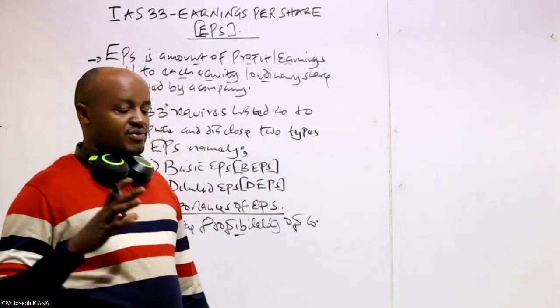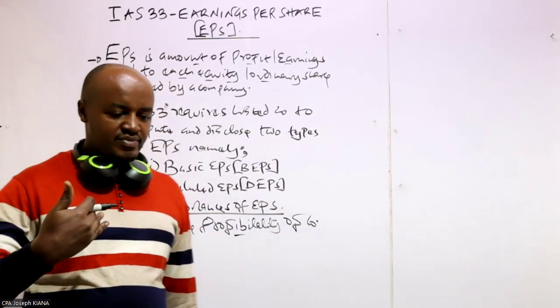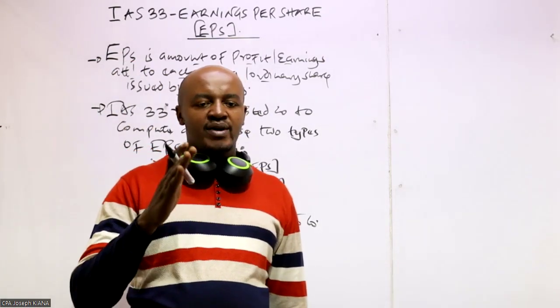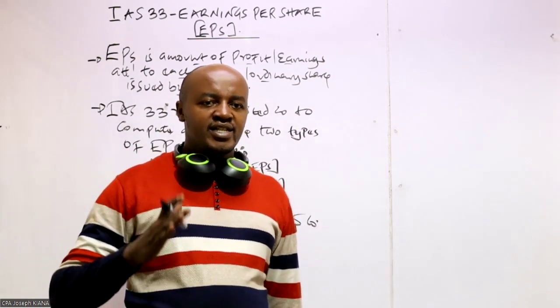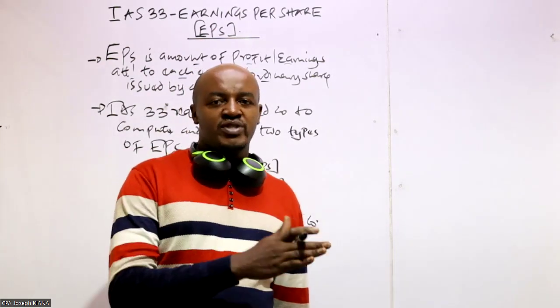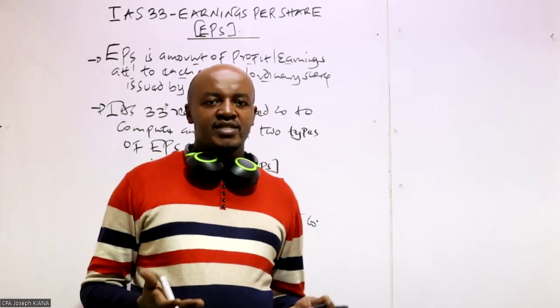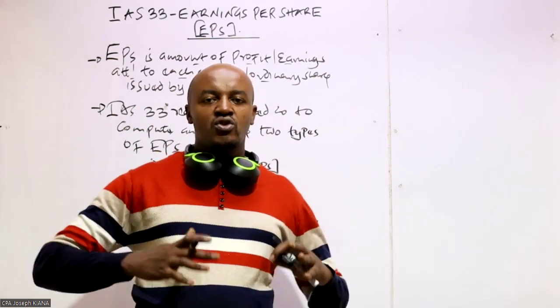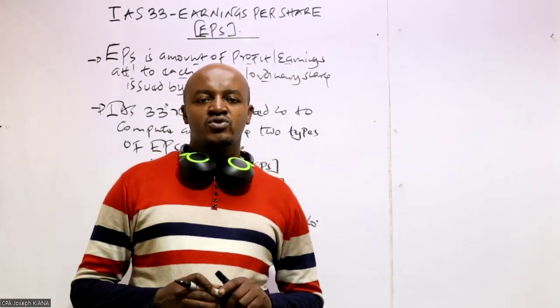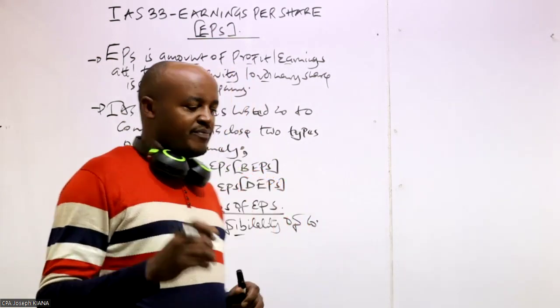Remember, earnings per share is basically the amount of profit, or the amount of earnings, generated by the company for each share which has been issued by the company. Therefore, this is like a profitability ratio, and it helps the shareholders to evaluate the profitability of the company.